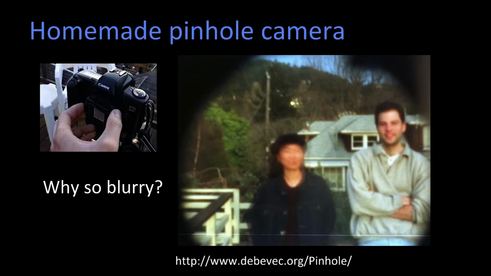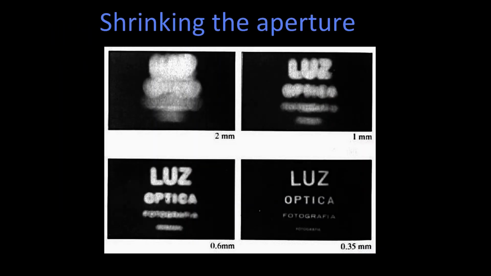The first thing you might notice is, boy, that's an awfully blurry picture. And the question is, why so blurry? We just said that when we put a really small hole, it only lets a single ray of light in, and so it should be nice and crisp. Well, the problem, of course, is that there's small and then there's small. And so the question is, how big should the aperture be?